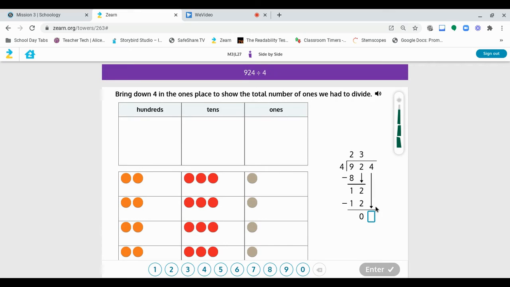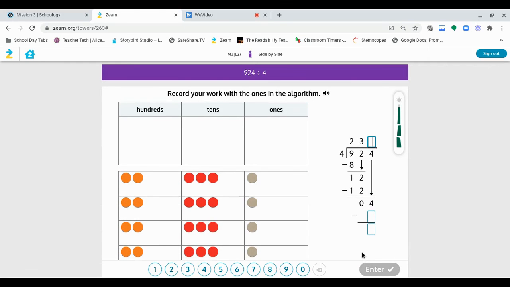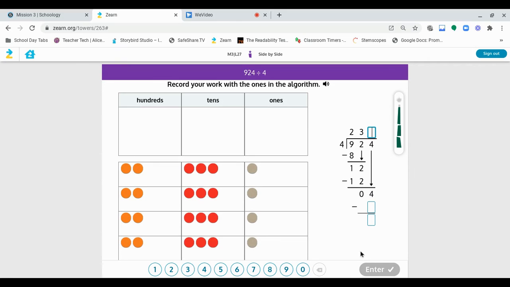Next, the final step is to bring down the 4. So just bring it down. Now we're going to record your work with the 1s in the algorithm. So I had 4 1s, and I divided those 4 1s I had left into the 4 groups. Well, 4 divided by 4, how many did we end up with in each group? 1. 4 divided by 4 is 1.